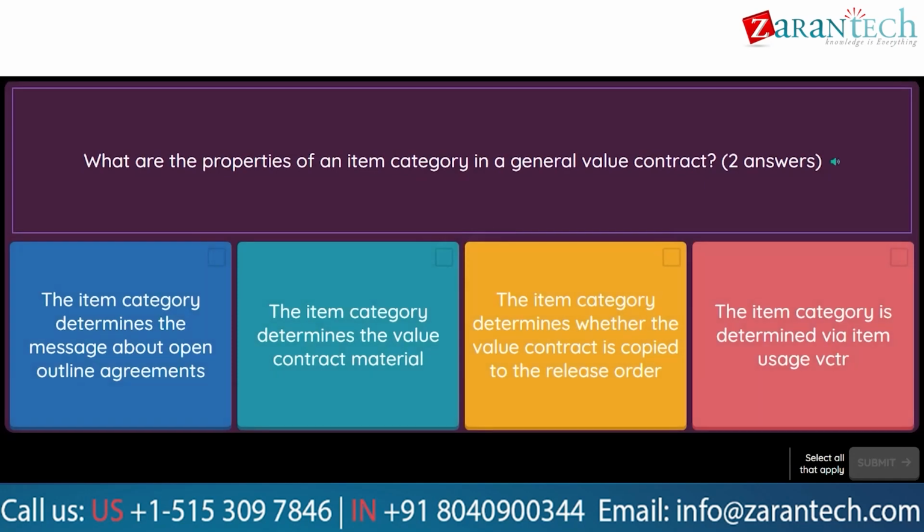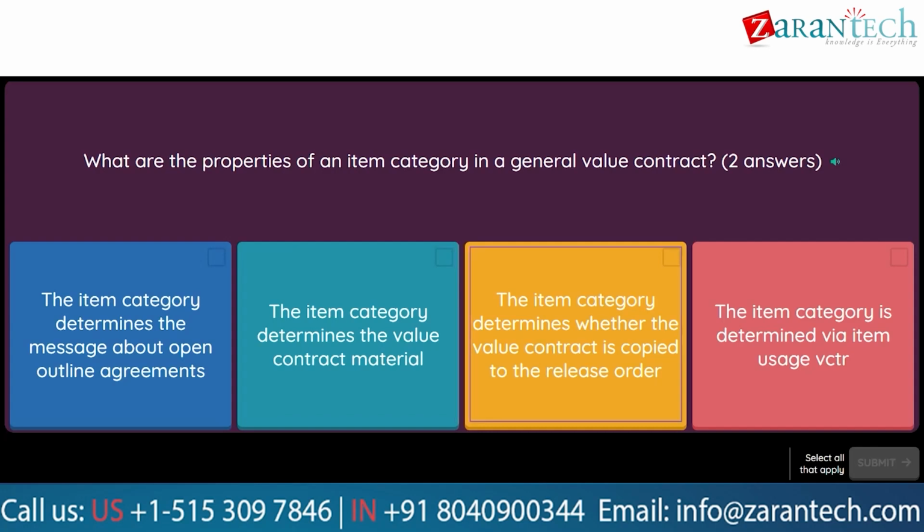Question: what are the properties of an item category in a general value contract? 2 answers. Option 1. The item category determines the message about open outline agreements. Option 2. The item category determines the value contract material. Option 3. The item category determines whether the value contract is copied to the release order. Option 4. The item category is determined via item usage VCTR.